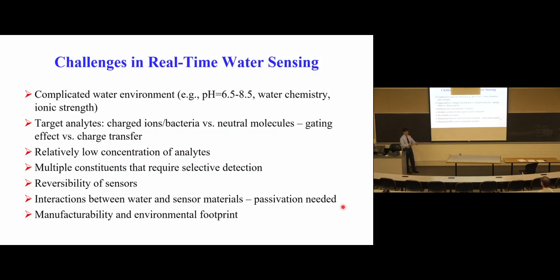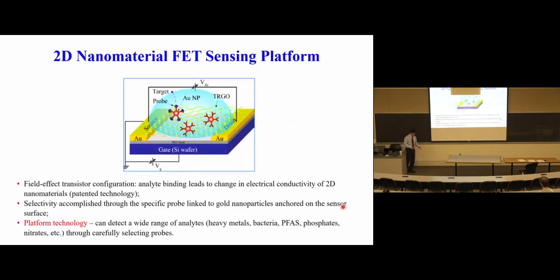And if you want to detect them continuously, you need to be able to regenerate the sensor, so the reversibility of the sensor can be really challenging. And then there's stability and manufacturing. When you're trying to put a sensor into the water system, you also want to minimize its environmental footprint. With all those challenges, we have been working towards this direction using the field effect transistor as a platform, but integrating emerging nanomaterials such as 2D nanomaterials to address the low concentration detection limit and potentially achieve selectivity and stability as well.